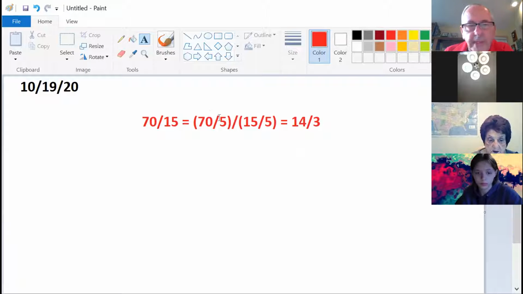Find that common factor for the numerator and denominator, and you're just reducing that. It's a fraction, an improper fraction. You're reducing it down to the smallest terms. That's all you're doing. That's how you get 14 over 3. Any other questions?